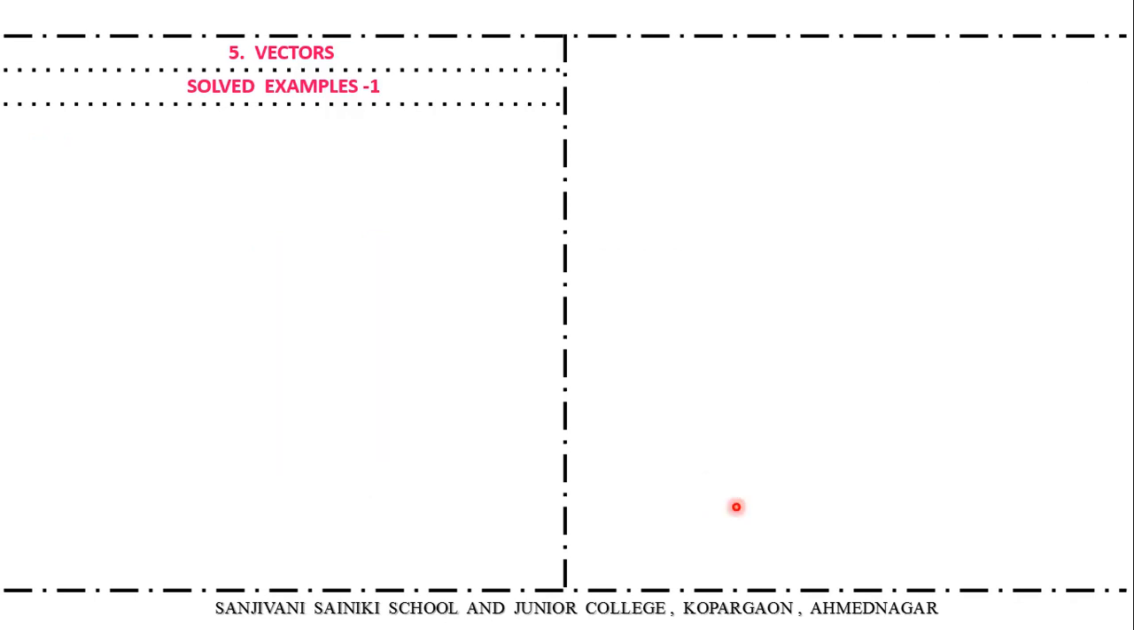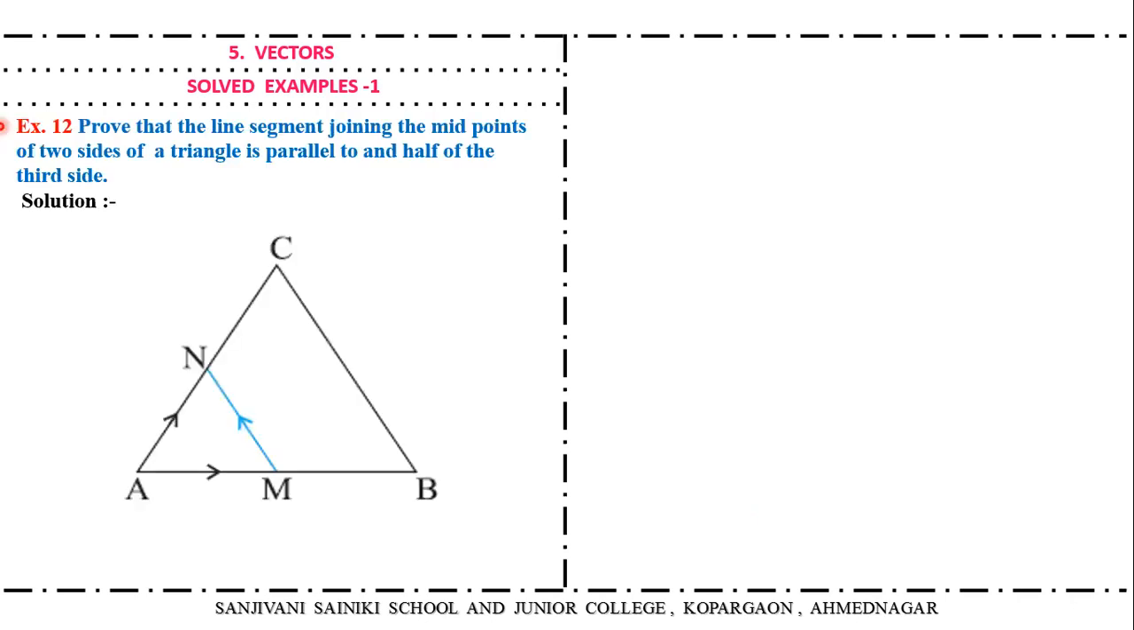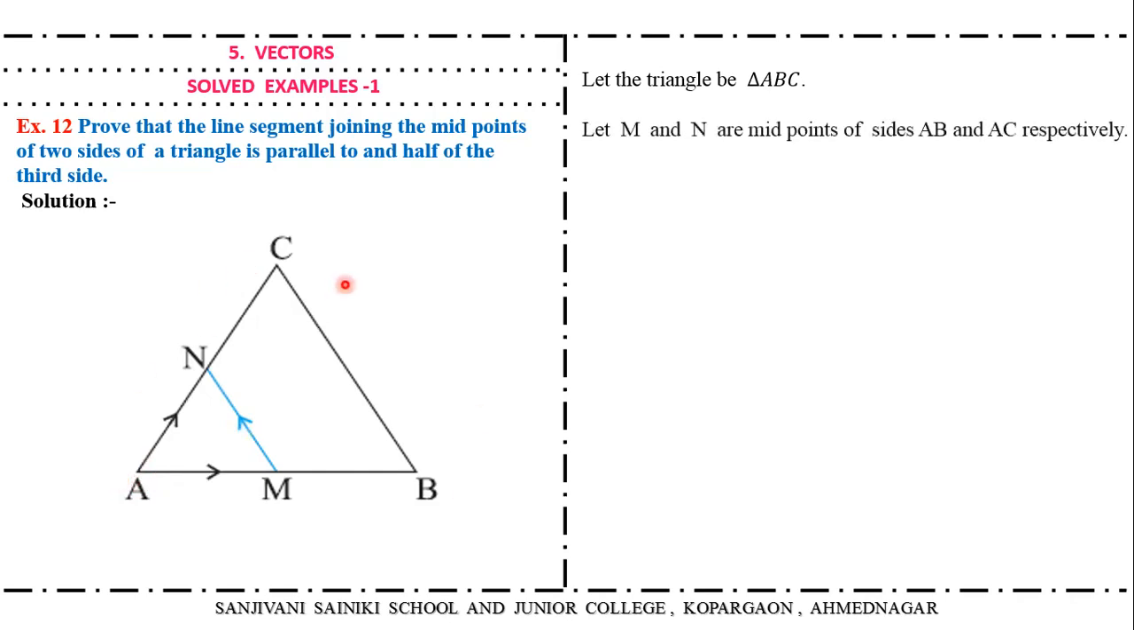Now the next example is: prove that the line segment joining the midpoints of two sides of a triangle is parallel to and half of the third side. This is the figure. Let the triangle be ABC. M and N are the midpoints of the sides AB and AC respectively.